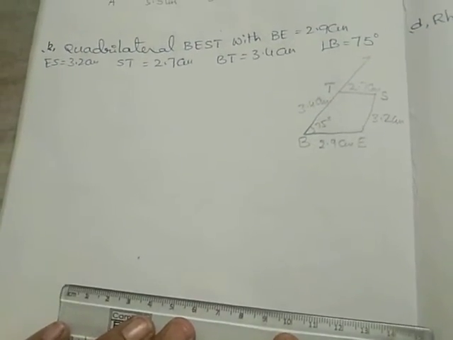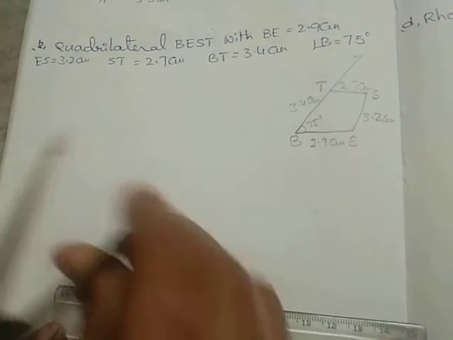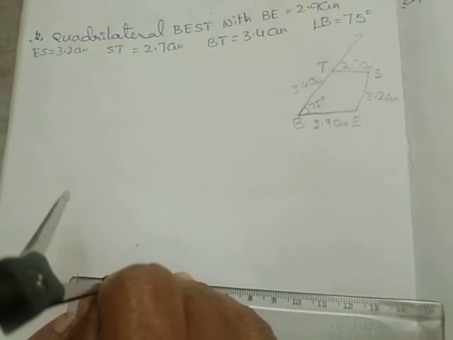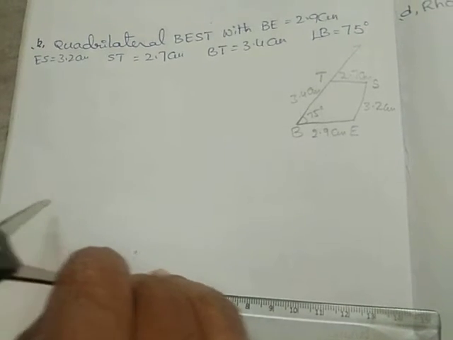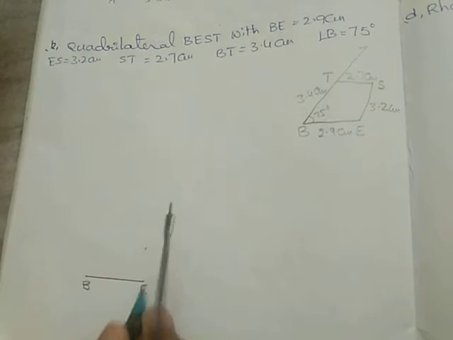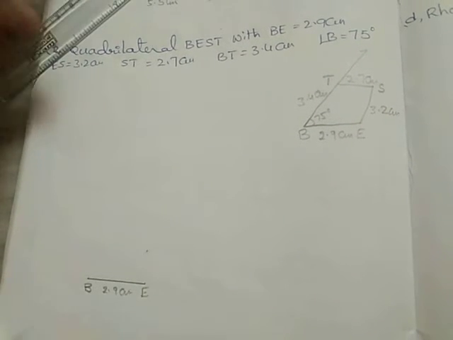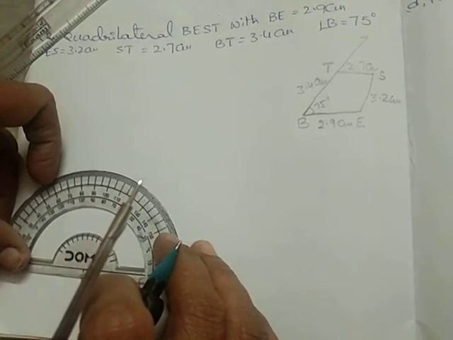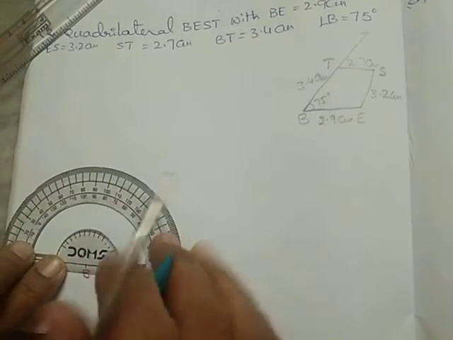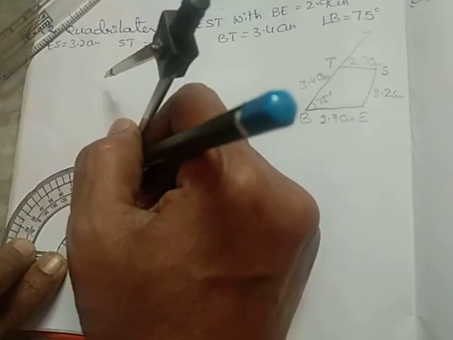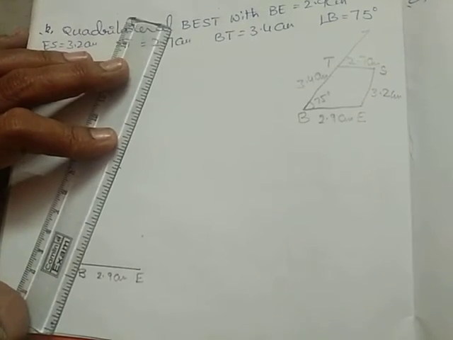So first draw the base. First you have to draw the base, that is 2.9 centimeters. So this is BE, 2.9 centimeters, and then take the protractor and put an angle at B of 75 degrees. So this is 70 and this is 75 degrees, and extend this ray.